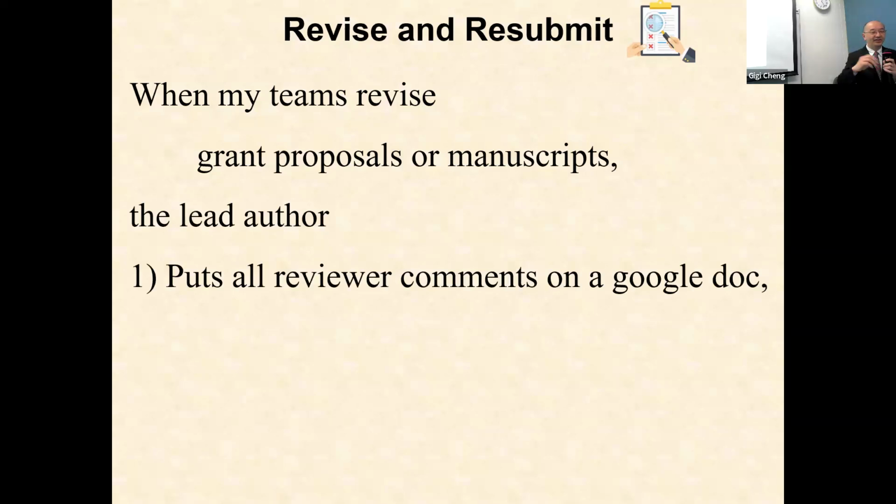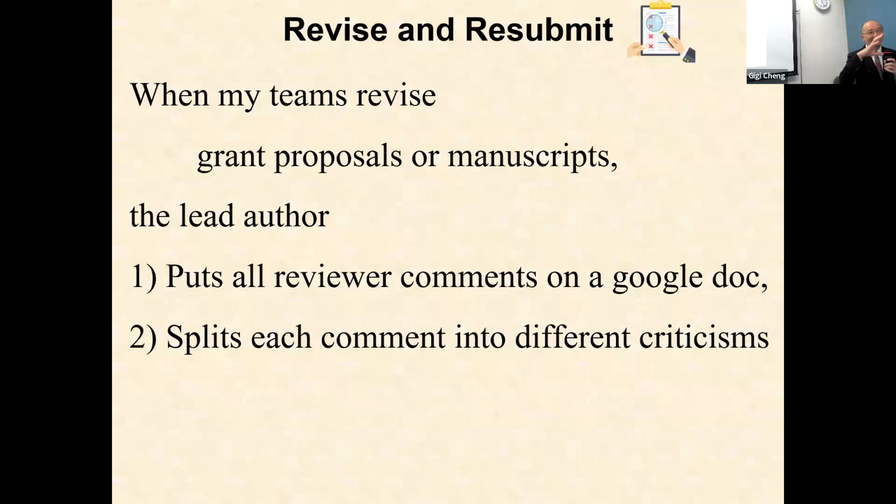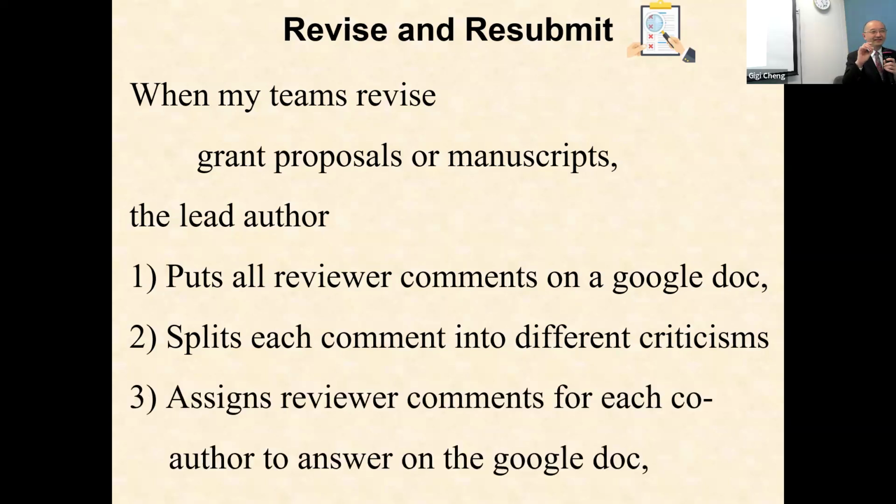So we have a particular process. The lead author puts all the reviewer comments in a Google Doc. And then often you have a whole paragraph that has 10 different criticisms. It's really important to split that apart so you can see exactly what the criticisms are, right? It's very easy to miss one if you have a whole paragraph of several criticisms. And then for each criticism, the lead author should know who's doing what, and they should assign a co-author for each comment. So then that person is responsible for that reviewer comment.